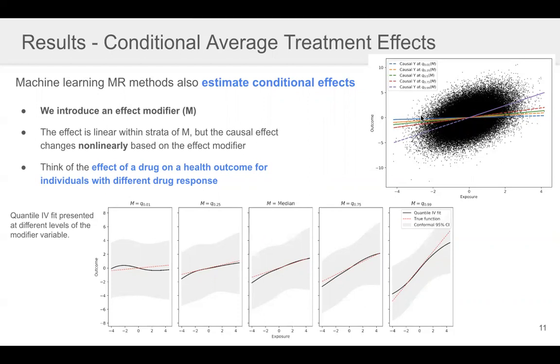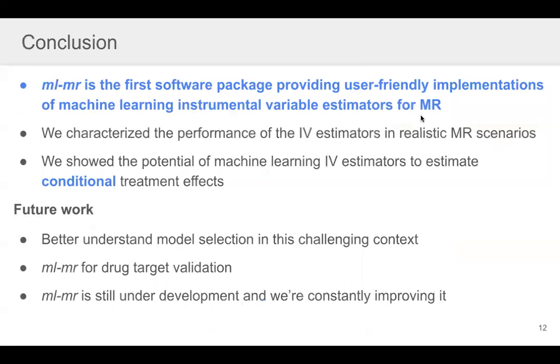This is actually a common setting. Think of the effect of a drug on a health outcome, but varying across a drug response modifier variable. Interestingly, when we use quantile IV to fit this model, we get a very high performance, as we can see in the bottom plot, where the quantile IV estimates in black track the true causal function in red at different levels of m.